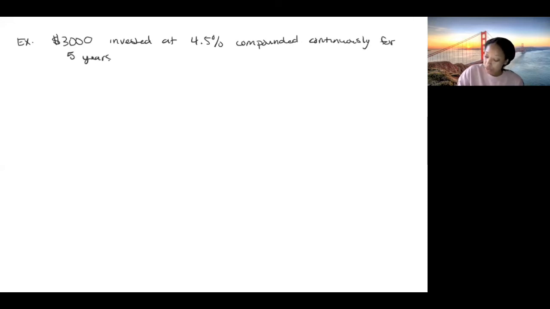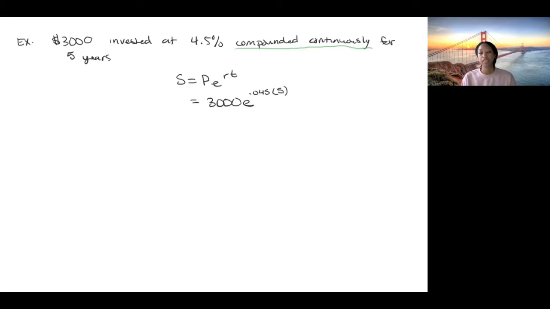This time, when you see compounded continuously, and only when you see continuously, use S equals P e to the rt. In this case, P is still 3,000. E is the number e, so we're not going to plug in anything for e, it's its own number, a constant. R in this case is 0.045, and T is 5. So we have 3,000 times e to the 0.045 times 5 power.